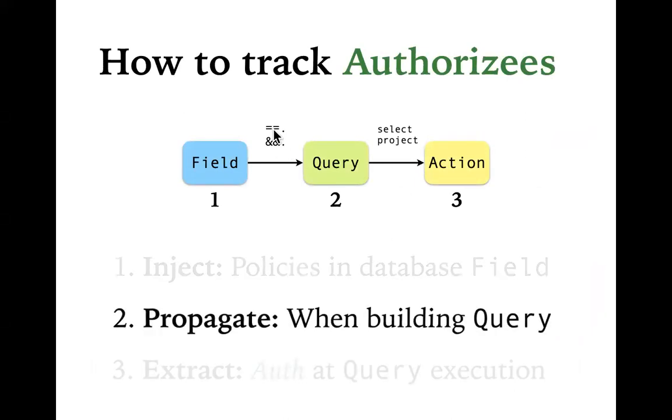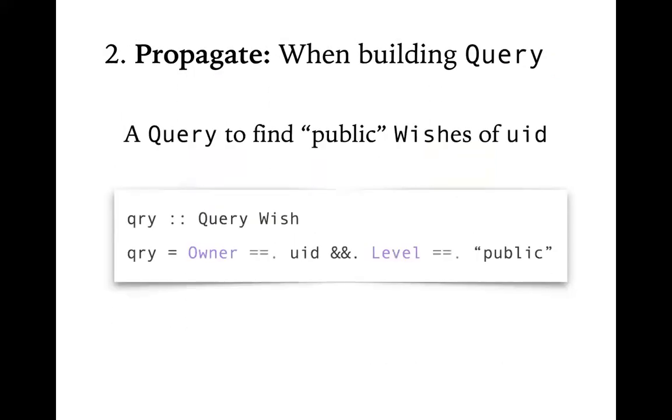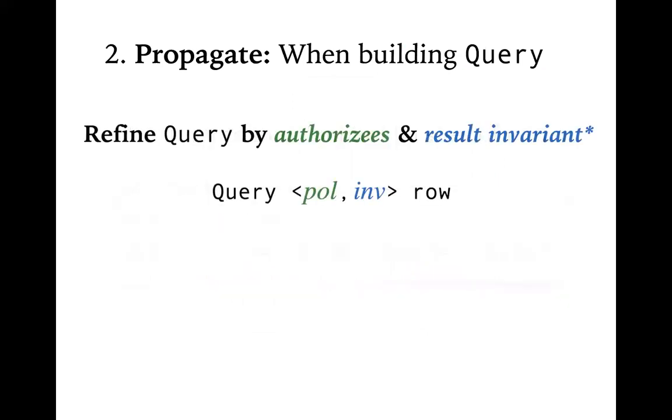Next, I'm going to make up types for the equals and other combinators to give me a type for the whole query. So remember, here's my query. Suppose I had a query like this, right? To find the public wishes of UID, I said owner equals UID and level equals public. And so what I need to do is take this query object and again refine it with two things. First is who is allowed access. And the second is what exactly is in that? What do rows in this query look like? And this is going to be very important, as we'll see in a second.